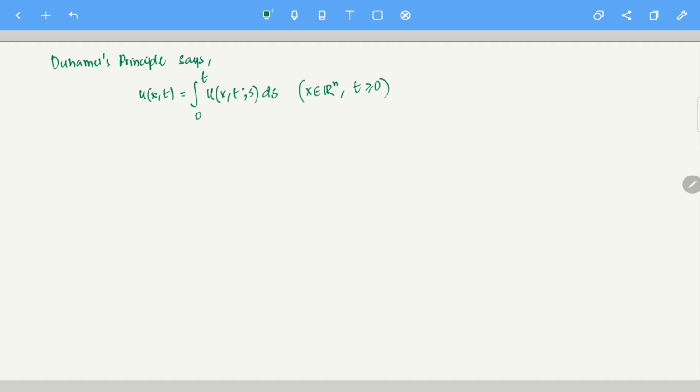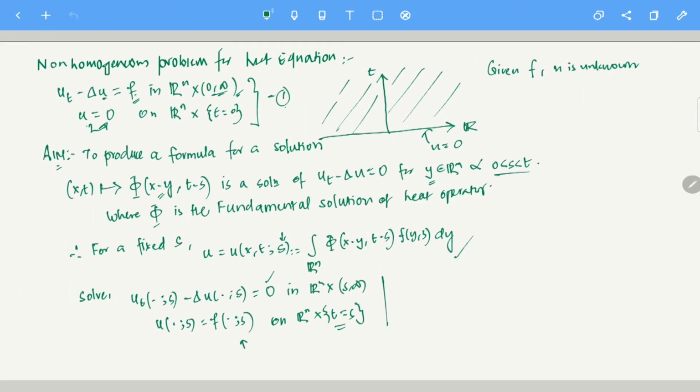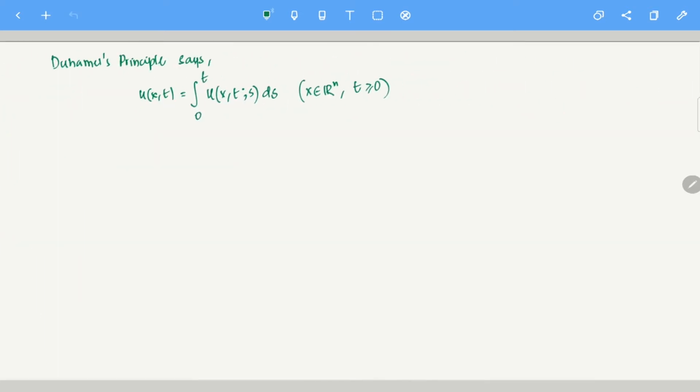Clear? So from Duhamel's principle, what can I do? Duhamel's principle essentially says that I am evaluating this problem at t equals s. Now if you run this s between 0 and t, so basically if you take s to 0 and after that integrate it over the whole time interval, then we should get the solution of this problem. This is what I am doing here.